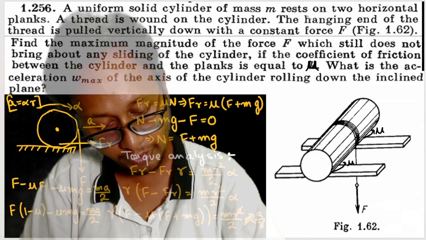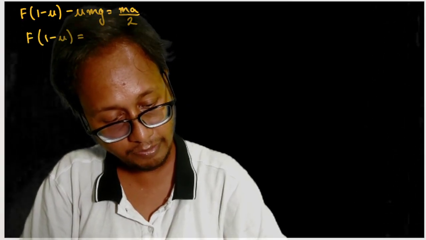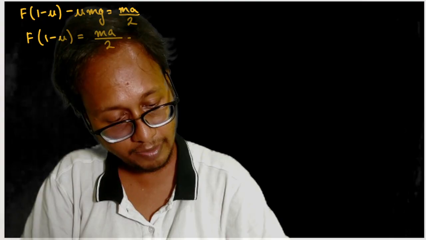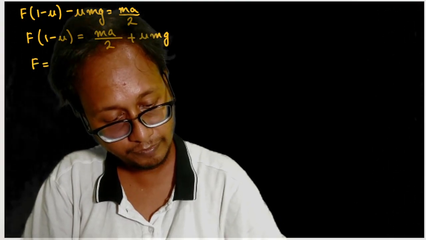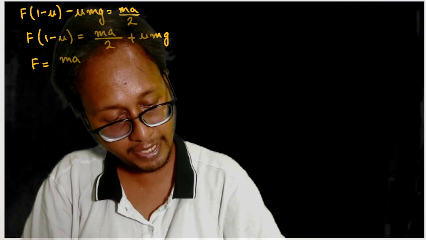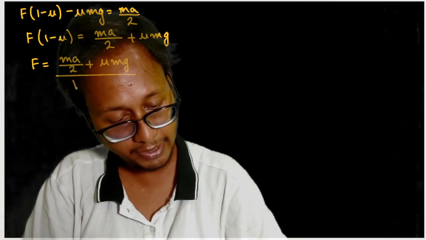should be equal to how much? Should be equal to ma by 2. Or f into 1 minus mu is equal to ma by 2 plus mu mg. Or f should be equal to (ma by 2 plus mu mg) divided by 1 minus mu.